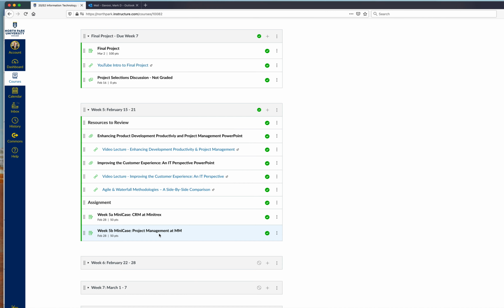The other one is improving customer service and IT perspective. Well, that's generally the customer interface with your IT systems, and using the customer interface to enhance, or using IT to enhance the customer experience. But also the mini case is about customer resource management. It's a kind of software, CRM. So that's the other mini case. Pick one or the other.